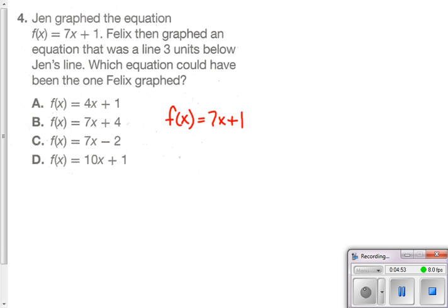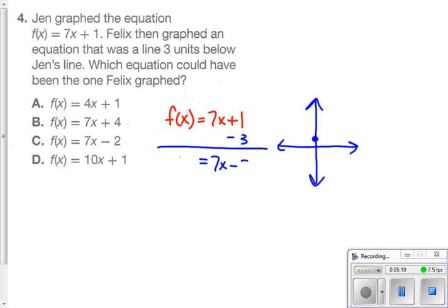In question 4, it says Jen graphed the equation f of x equals 7x plus 1. Felix then graphed an equation that was a line 3 units below Jen's line. So if it goes below her line, you're dealing with your intercept here. So here's Jen's line, her y-intercept is 1. If you're going 3 units below, we're losing 3 spots here. When we lose 3 spots, that leaves us with the equation 7x minus 2. And the only equation that we have there is C. This will conclude lesson 8223.